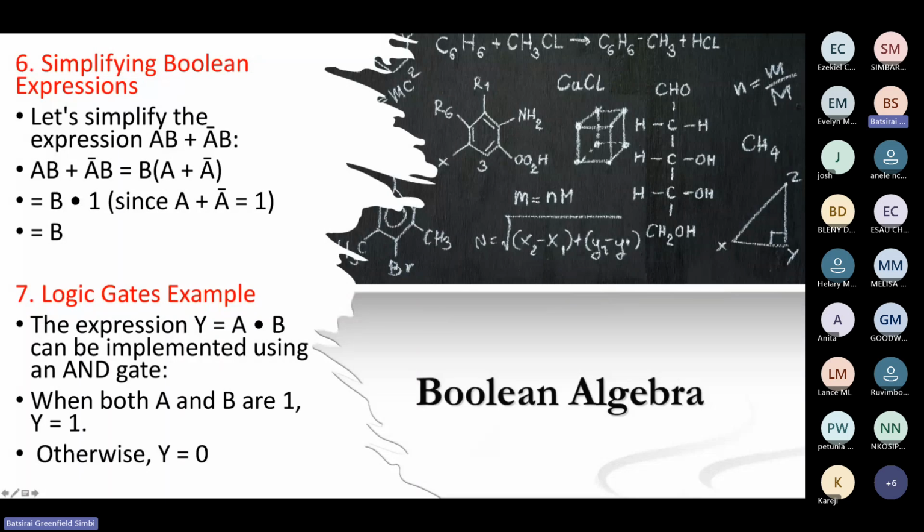Then for the logic gate example, the expression y equals a dot b can be implemented using an AND gate. When both a and b are 1, y equals 1. Otherwise, y equals 0.